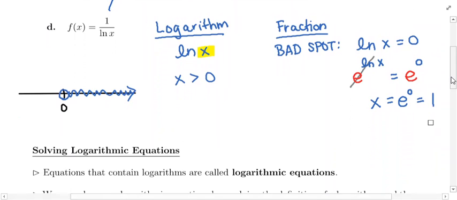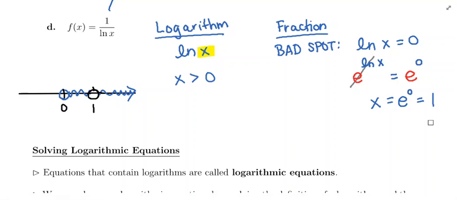So we've got to go back and pool our results. Because of the logarithm itself, the x values have to be bigger than 0. But now the fraction comes back and says, but x can't be 1. So we're going to put 1 on the picture, and now we need to open up the point here. At x equals 1, we need to put an open circle, because x can't be 1.